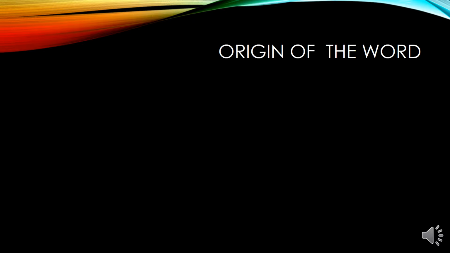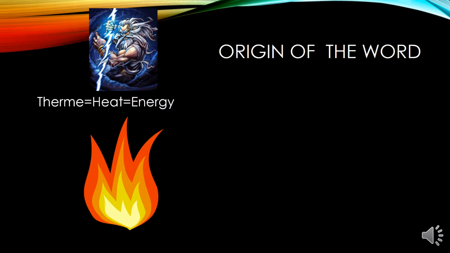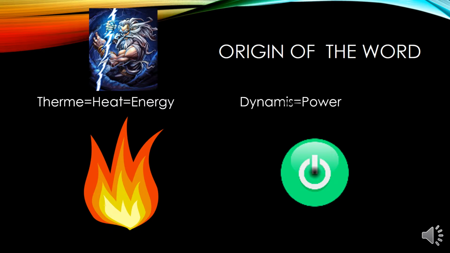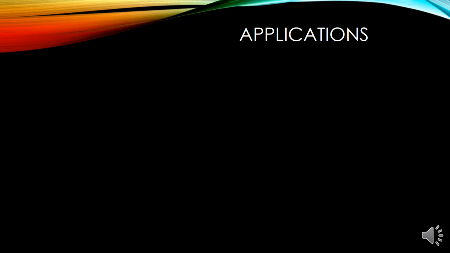Now, the two words that make up thermodynamics are thermo and dynamics. Thermo comes from the Greek word therme, which means heat, or it could also mean energy. And the second part, the dynamic part, comes from the word dynamis, which is equal to power. So literally the word thermodynamics means heat power or energy power, and that's basically what the field studies, those two things.